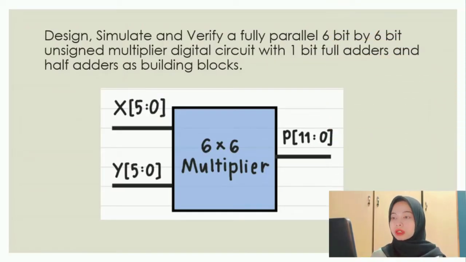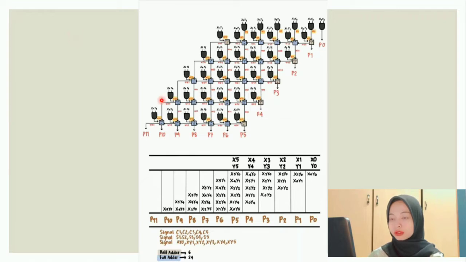The question for our assignment in part 1 is to design, simulate, and verify a fully parallel 6-bit by 6-bit unsigned multiplier digital circuit with full adders and half adders as building blocks. To be detailed, AND gates are used for the product. The summation is done using full adders and half adders, where the partial products are shifted according to their bit orders. AND gates compute the partial products, and the addition of partial products can be performed using full adders and half adders. The 6 times 6 multiplier shown has 12 inputs and 12 outputs.